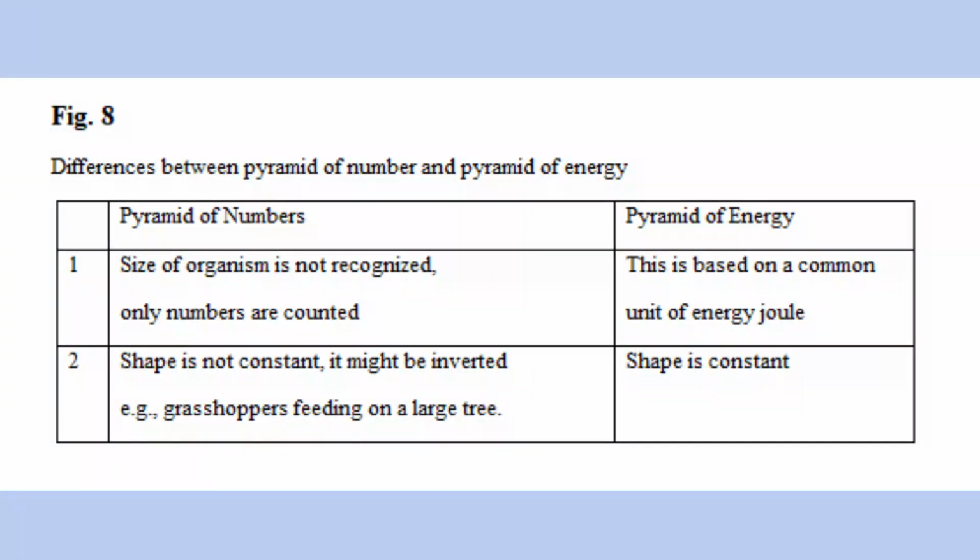Now we want to talk about the difference between pyramid of number and pyramid of energy. Under the pyramid of number, the size of organism is not recognized, only numbers are counted. The pyramid of energy is based on a common unit of energy. For the pyramid of number, the shape is not constant. It might be inverted, e.g. a grasshopper feeding on a large tree. But under the pyramid of energy, the shape is constant.